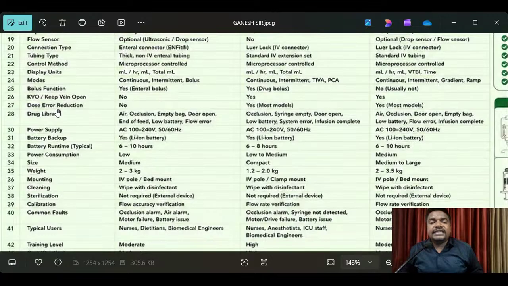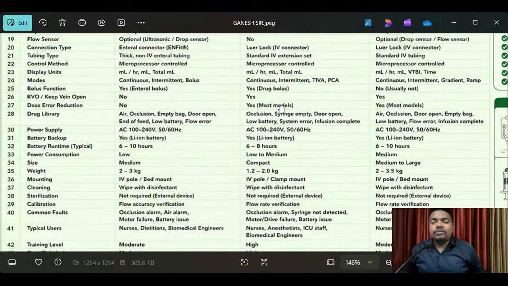I'm going to discuss the comparison key: dose error reduction. So, the 27th point I'm going to share here. Listen carefully. Dose error reduction, when it comes to the feeding pump, no. Dose error reduction is not available.